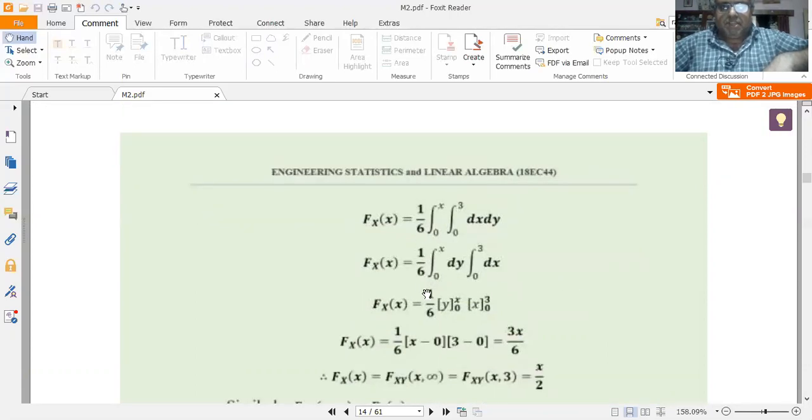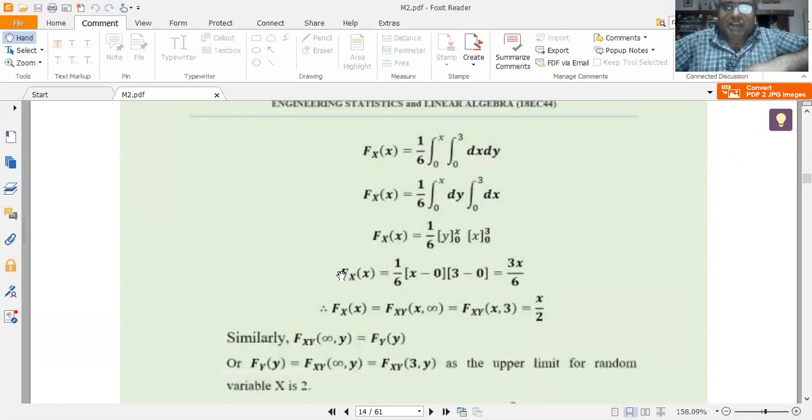So this is equal to 1 by 6 integral 0 to x dy into integral 0 to 3 dx. A double integral being split up as the product of two one-dimensional integrals. That's what we have done. So capital Fx of x is equal to 1 by 6 into y limit 0 to x into x limit 0 to 3. Or I get capital Fx of x is equal to 1 by 6 into x minus 0 into 3 minus 0. After simplification, I get 3x by 6 or x by 2, because 3 ones are 3, 3 twos are 6. So capital Fx of x is equal to x by 2.